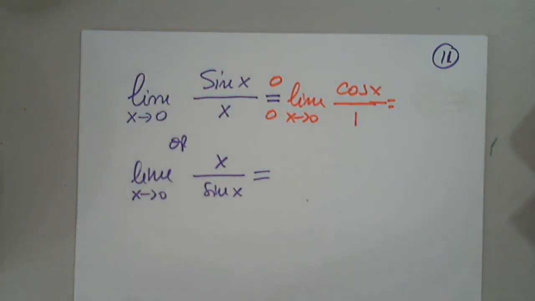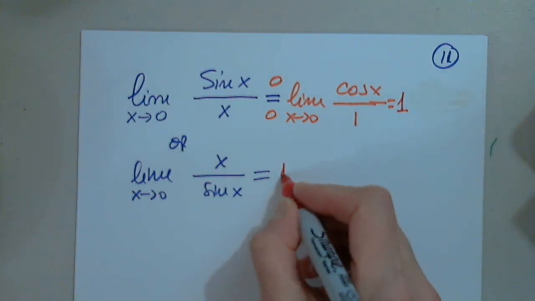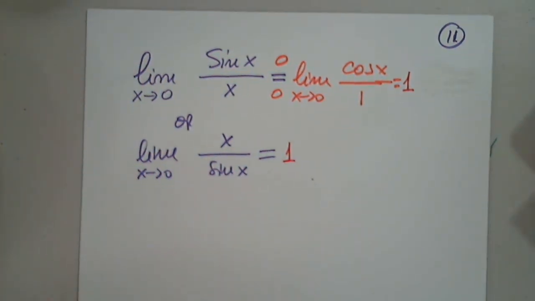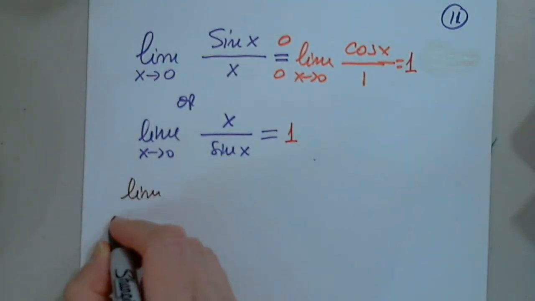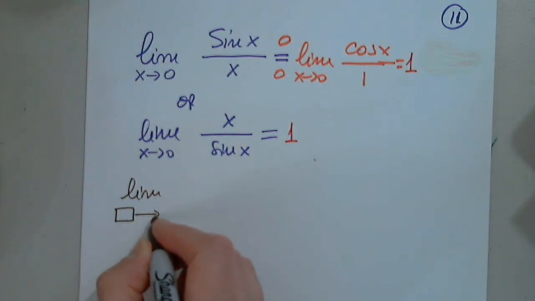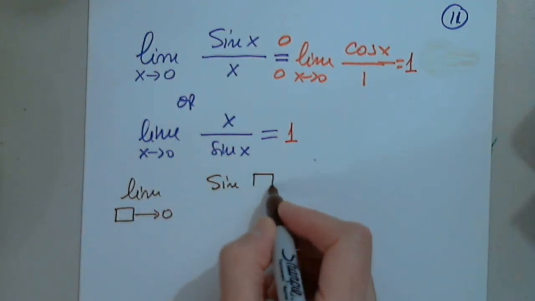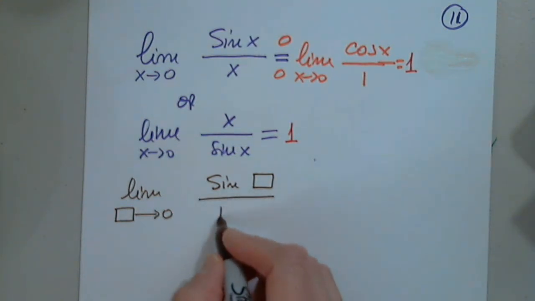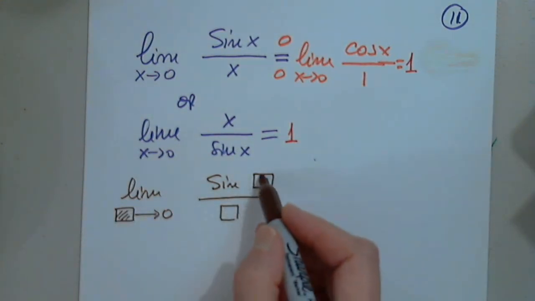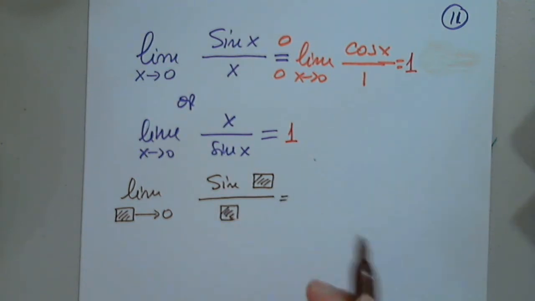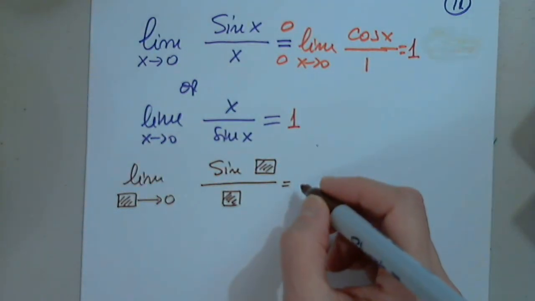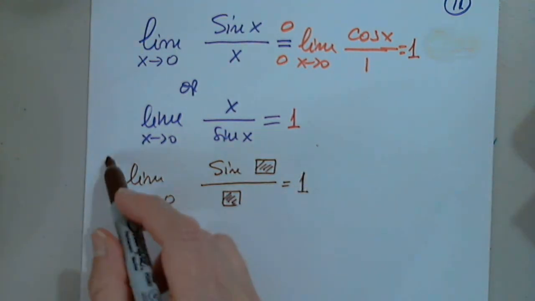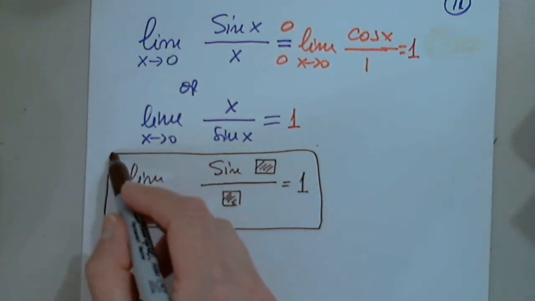In the same way, this is also 1. But what is important here is to understand something else. The limit of anything approaching 0, of sine of the exact same thing over the exact same thing, all these are identical. What is the answer? It is 1. Exactly. So this is extremely important to remember.